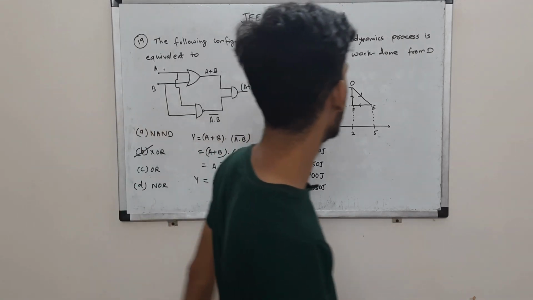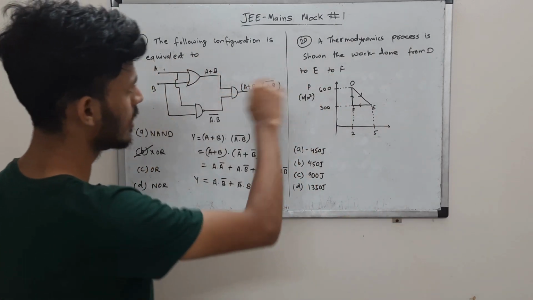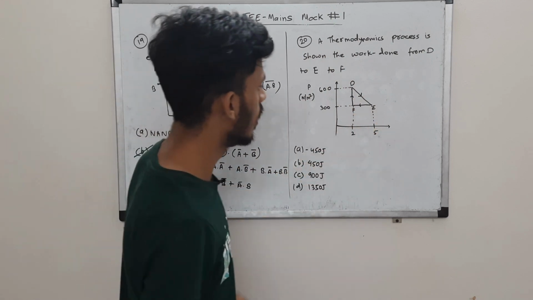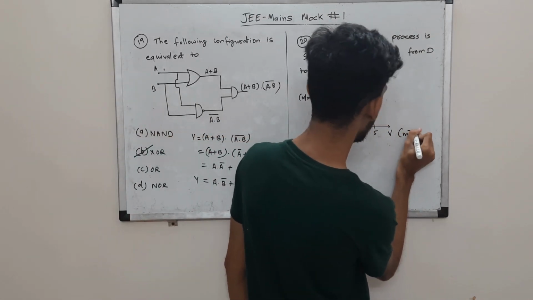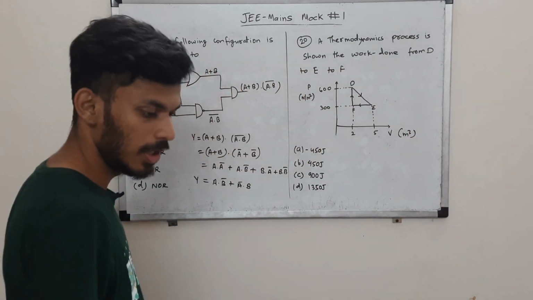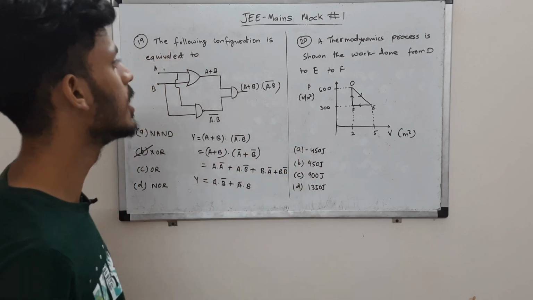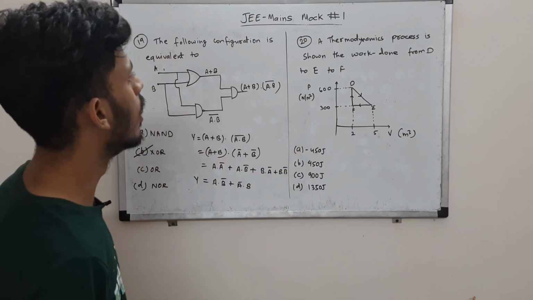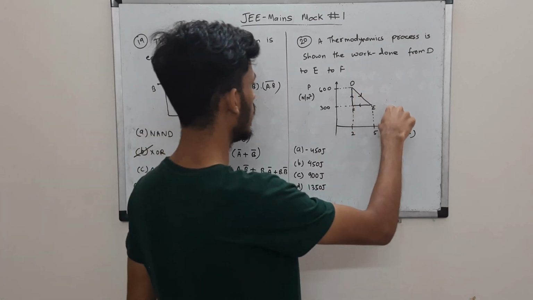Let's come to this one. This one is also simple. Thermodynamic process is as shown. Okay, it's shown as a PV graph. Okay, this is in meter cube, I shall say. Okay, so let me check that. Yeah, I think it's in meter cubes, so that answer will be in joules. Yep. So you are supposed to tell what will be the work done from D to E to F.